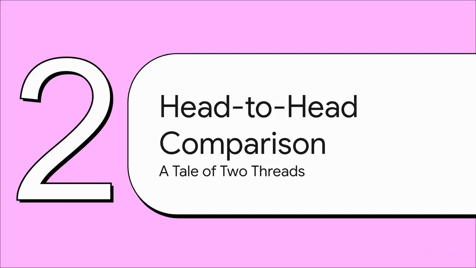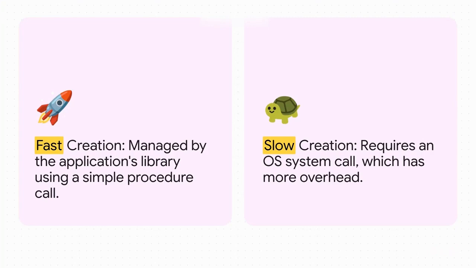Okay, so we've met the two contenders. Now it's time to put them side by side and see how they stack up. This is where we're going to see the real trade-offs between raw speed and raw power. First thing, speed of creation. Making a new user-level thread is, well, it's blazing fast. Seriously. Why? Because it's all handled inside the application. It's just a simple function call. You don't have to bother the operating system at all.